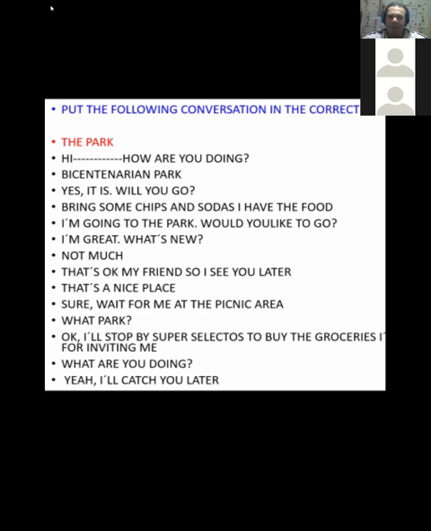Would you go? Okay, ¿te gustaría ir? No. ¿Cuál sería la respuesta? Sure. Wait for me at the picnic area. Okay, espérame en el área de las comidas o del picnic, all right, like that. ¿Y de ahí cuál sería?